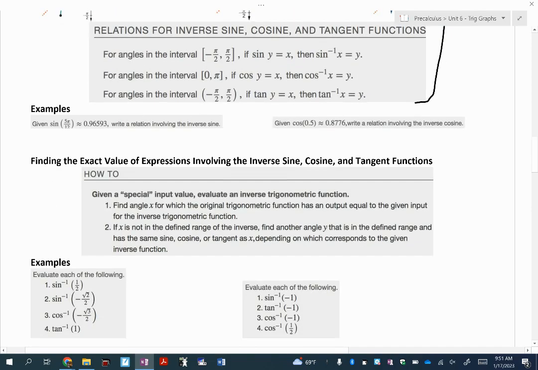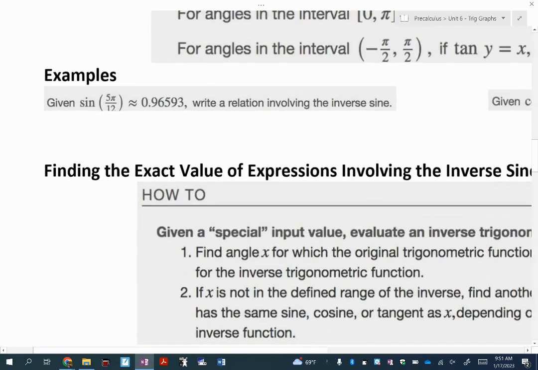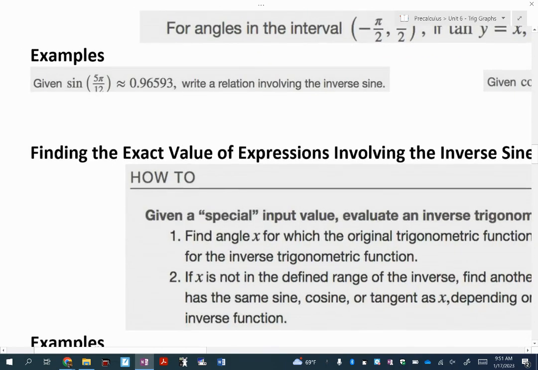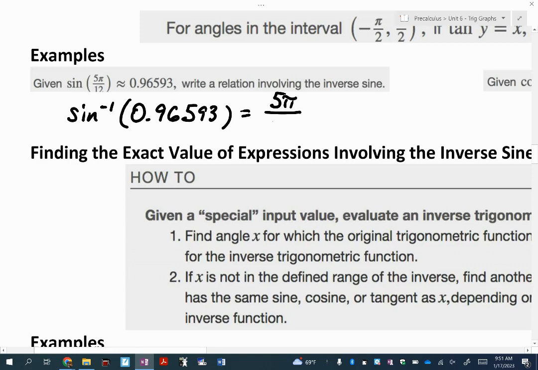Let's do a quick example, or two of them, I should say. We'll start with this first one. It says, given that the sine of pi over 12 is approximately 0.96593. Again, I don't expect you to know this one. This is not one of our special ones. Write a relation involving the inverse sine. I'm going to use arc sine or inverse sine. So sine to the negative first power of my ratio, 0.96593, is equal to 5 pi over 12.